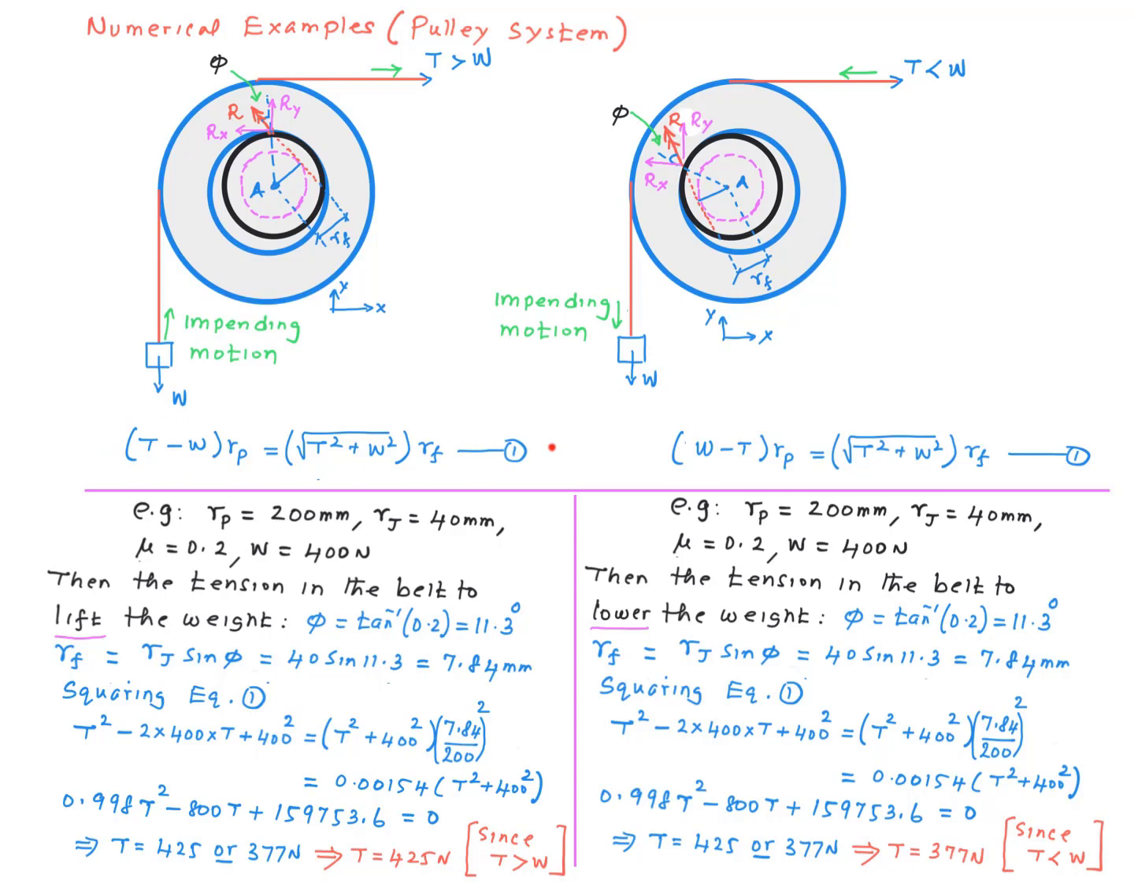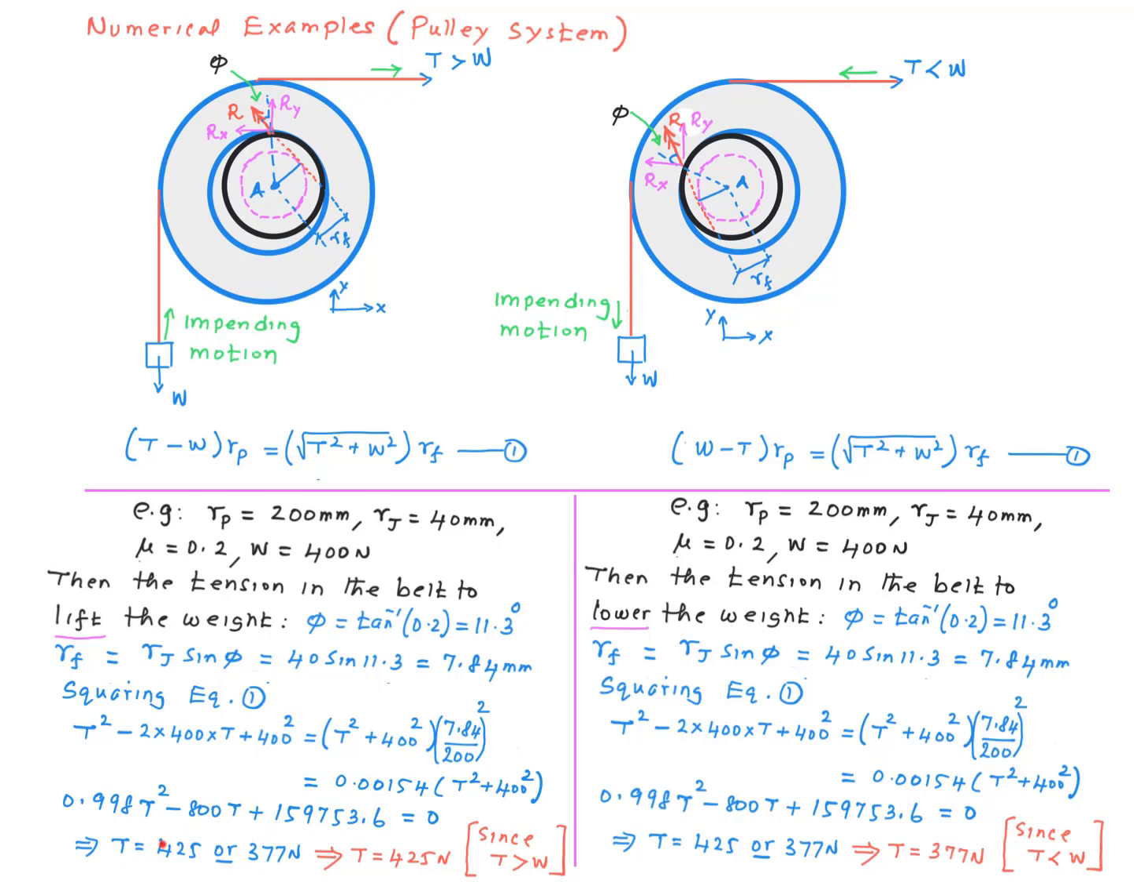So I'm going to take this equation number 1, square both sides of the equation and substitute numbers. That's what I have done over here. The square of t minus w is simply t squared minus 2tw plus w squared, right? So that's what I have over here. I brought rp to the right side and put it in the denominator here. The square of this term is just t squared plus w squared. And then we have the square of rf over rp. Simplifying this, I end up with this quadratic equation. There are two solutions for T. One of them is 425 Newton, the other is 377 Newton.